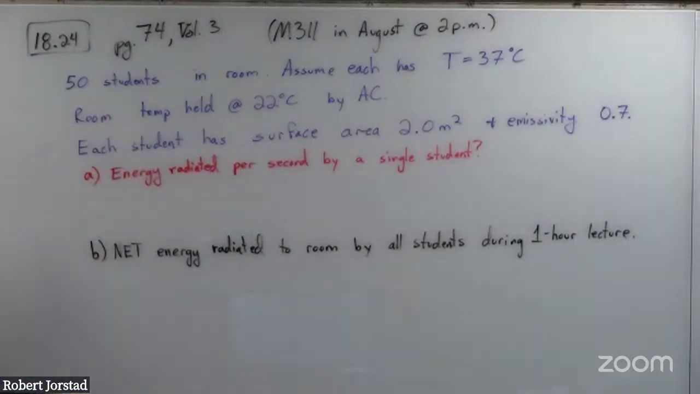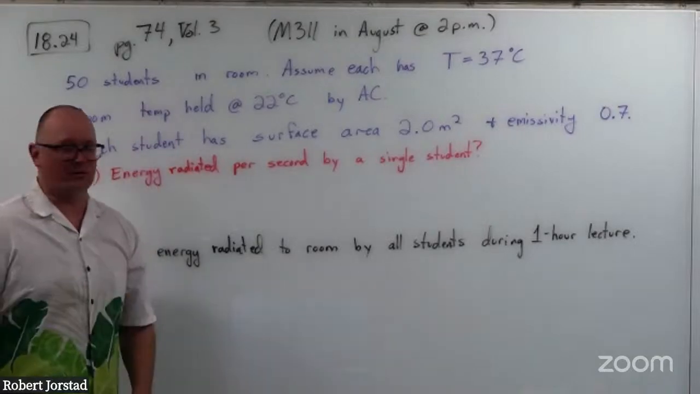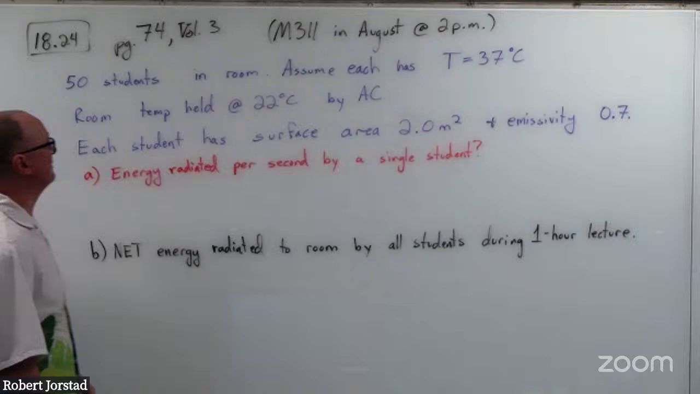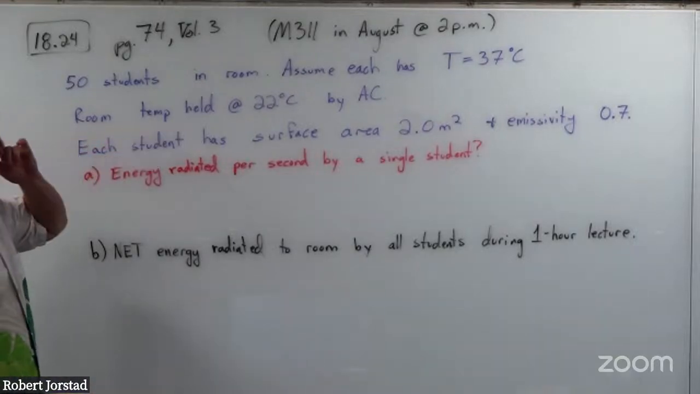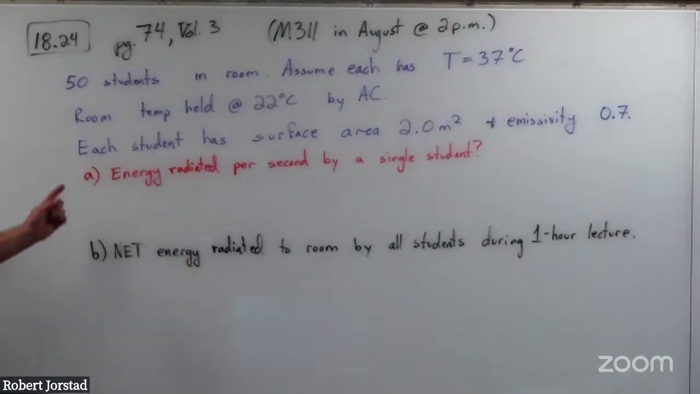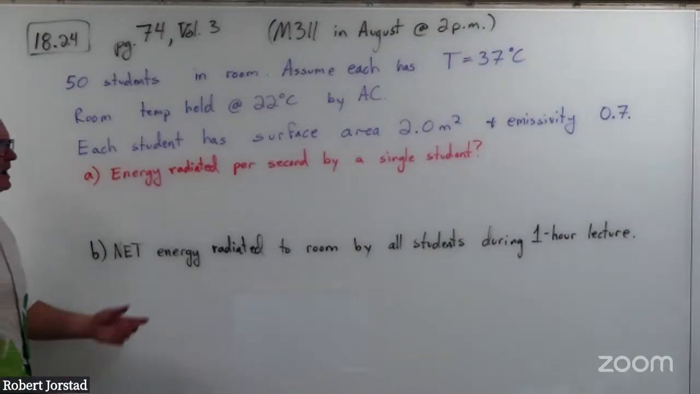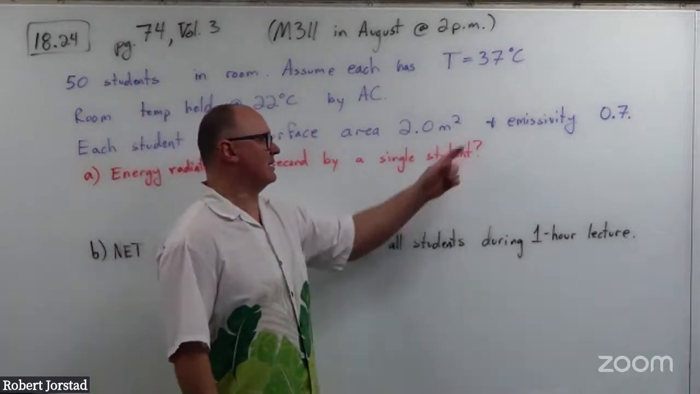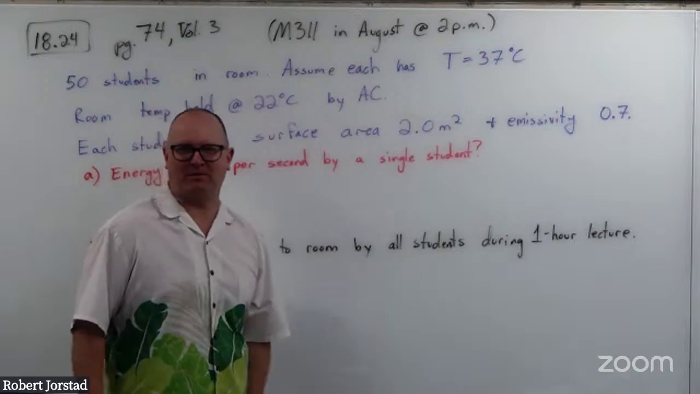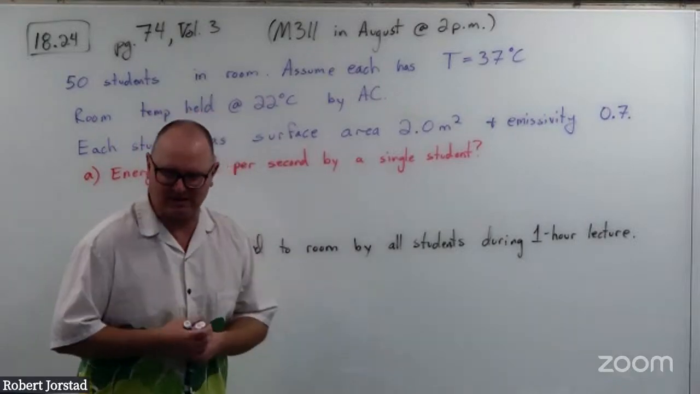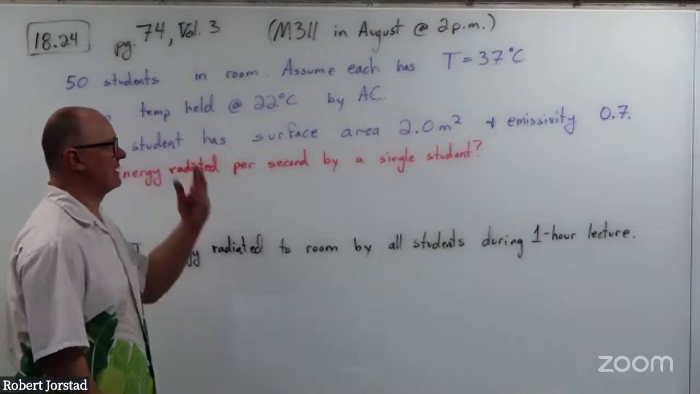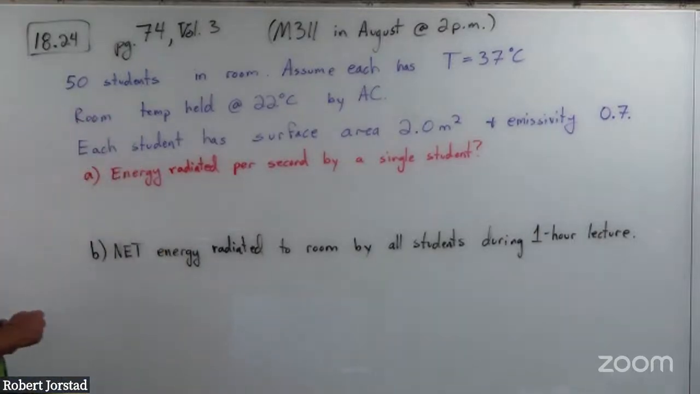Okay, imagine you have 50 students in the room. Assume each student has normal body temperature, 37, all right? Room temperature held at 22 by the air conditioning, and each student has a surface area of about 2 meters squared, emissivity of 0.7. All right, these are assumptions. They might not be perfect, but at least it gets us started thinking about this type of situation, right? Is your skin exactly 37 everywhere? Probably not, but okay, anyways.